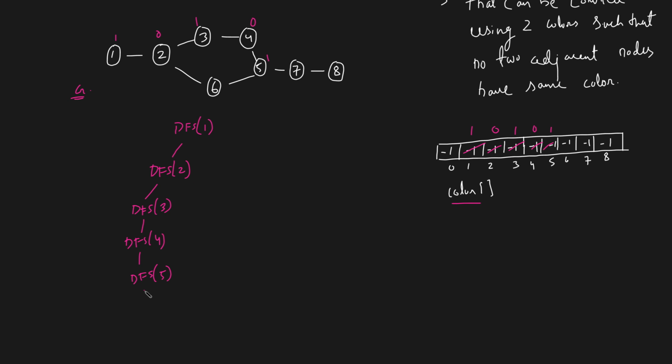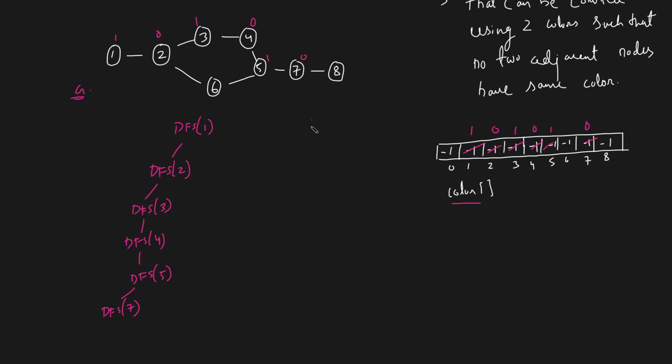Now when you come to 5, 5 has 4, 7, 6 as the adjacent nodes. 4 is already having the opposite color. So it's fine. Now among 6 and 7, first let's travel for 7. So before traveling for 7, it's very important you color it with the adjacent color. So I've colored that with the adjacent color. So 7 has been colored, and now it's time to go for the DFS of 7. 6 can wait. 6 can wait. Now you go to 7.